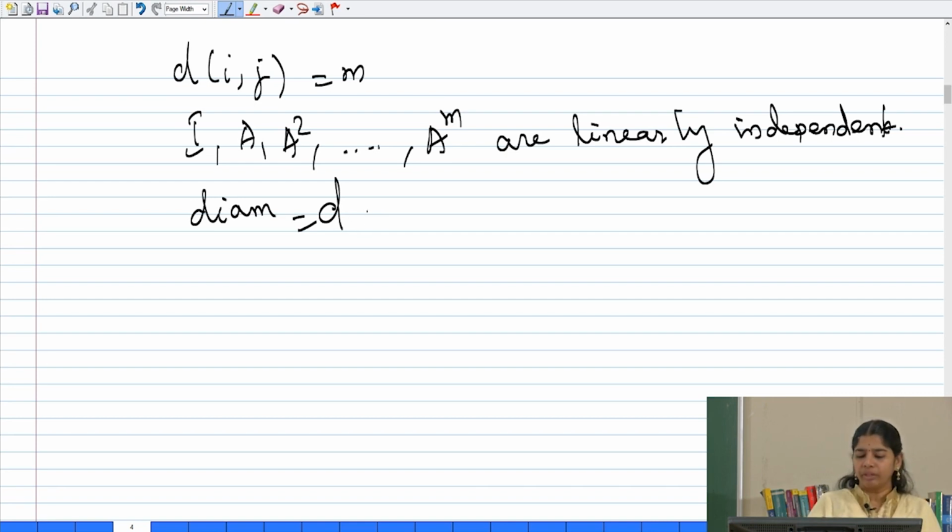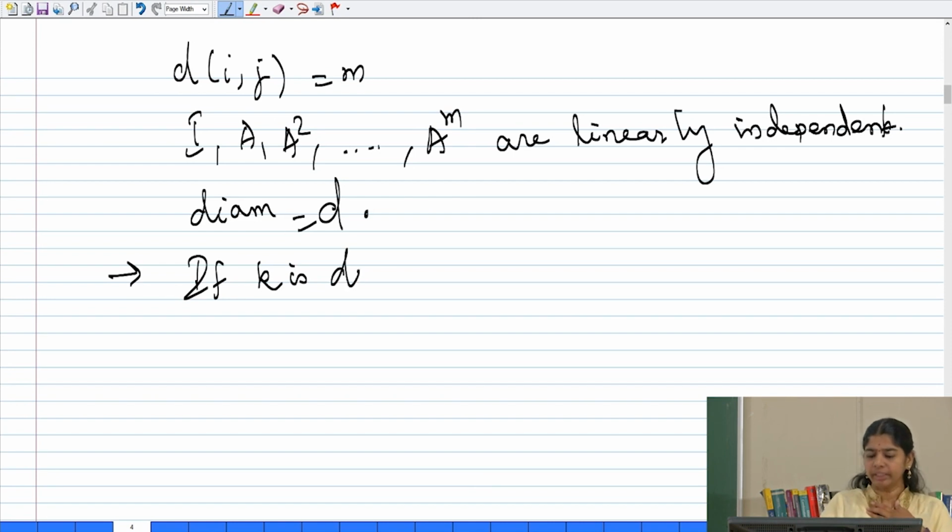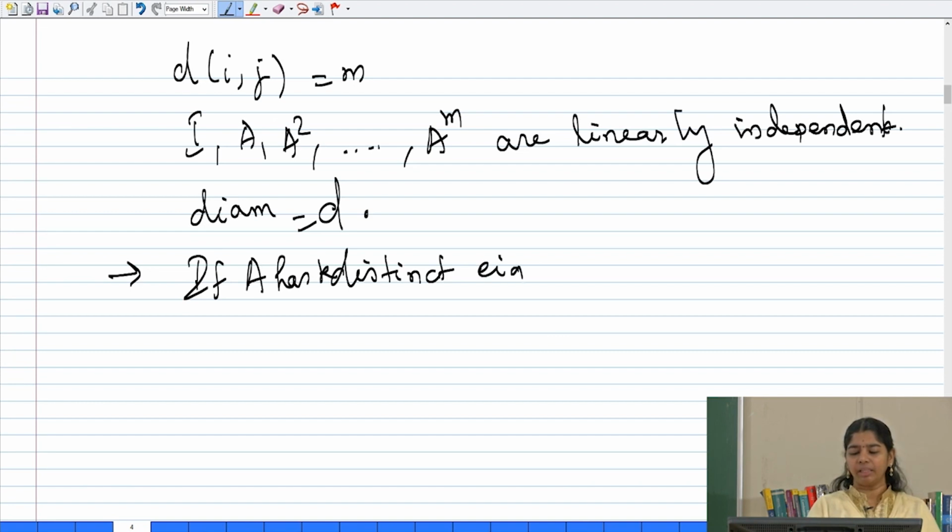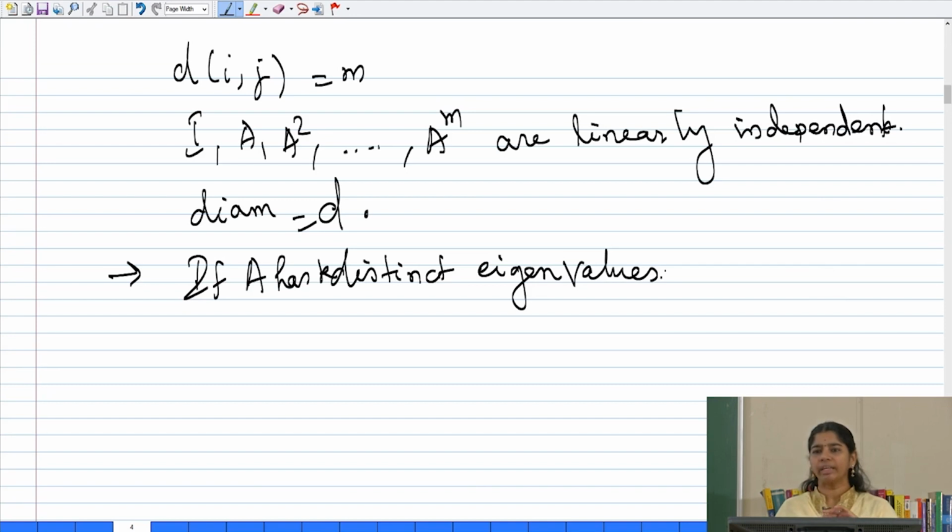So if we have diameter d, the next result states that if a matrix A has k distinct eigenvalues, now we are talking in terms of graphs, right. Given a graph G, if there are k distinct eigenvalues in the graph, then we can immediately say that this k is going to be greater than d, okay.